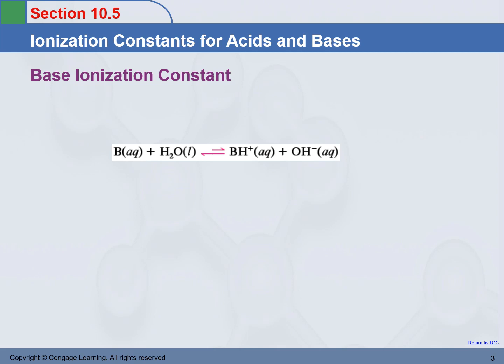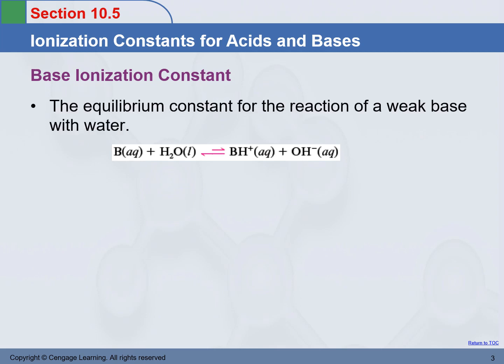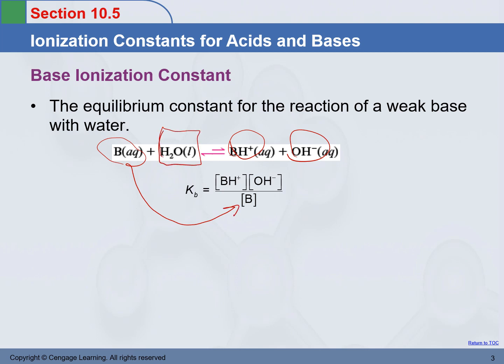Base ionization constant. A weak base dissolved in water also ionizes, and similar to the case of the acid ionization constant, Kb equals the product of the concentrations of the products divided by the concentration of the base only. Again, liquid water should not appear in the Keq. In this case, because it is a base ionization, it is labeled as Kb.